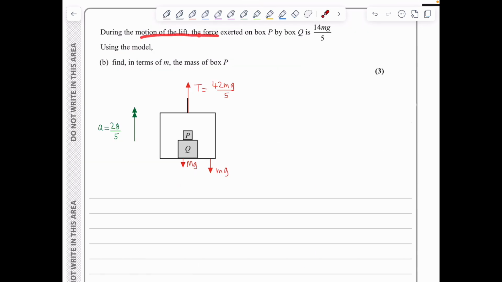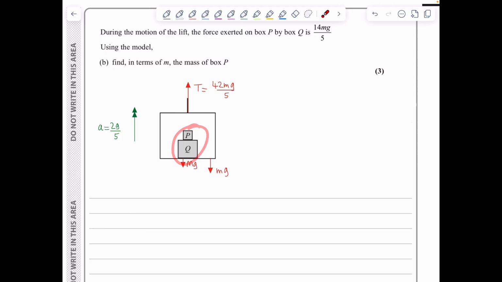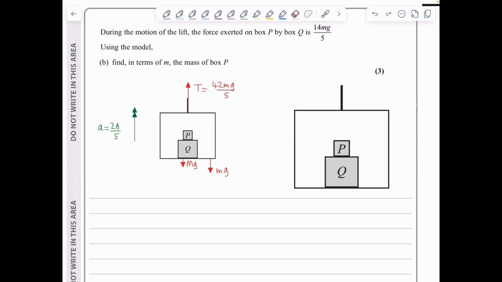Now during the motion of the lift, the force exerted on box P by box Q is 14 mg/5, and using the model we need to find in terms of m the mass of box P. So this is the situation we had up to now. We will be concentrating on P and Q to see exactly what's happening here. So if we consider what P is feeling, P is surely feeling its weight, so I will call its mass P, so the weight is Pg. It's feeling a reaction due to the contact with box Q, and this reaction has a magnitude of 14 mg/5. The whole thing is accelerating upwards with an acceleration of 2g/5.